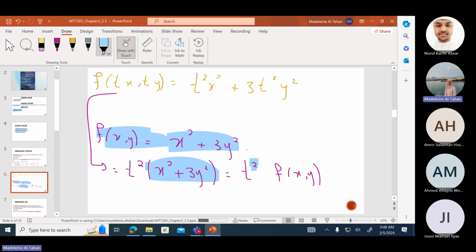Is it necessary that every function is homogeneous? Let's give an example. So let's say, okay, write f(x, y) equals xy plus 3. Check if xy plus 3 is homogeneous or not.